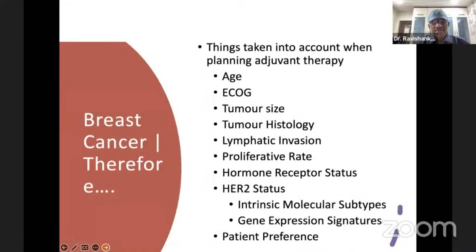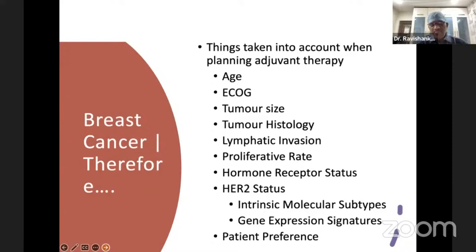So before we plan an adjuvant radiotherapy for a patient who underwent surgery for CA breast, we take into consideration the age of the patient, certainly the performance status, tumor size, tumor histology, lymphatic invasion, proliferative rate, hormone receptor status, HER2 status. We don't go more into the gene expression signature because we have very limited data, like Oncotype DX, on how it really judges people who require chemotherapy in a selective group of patients.